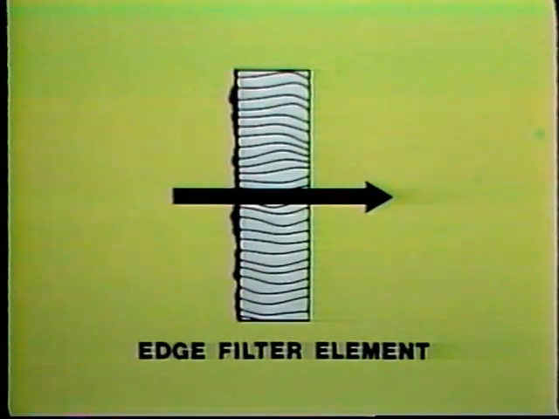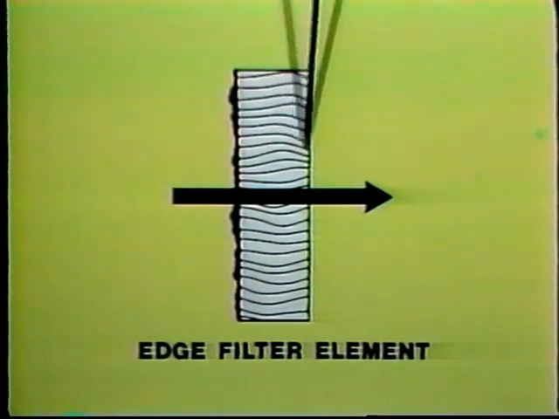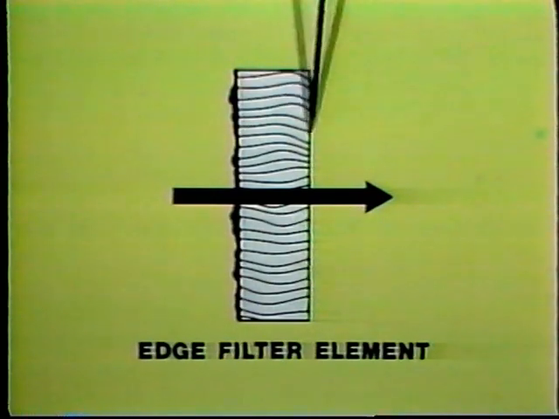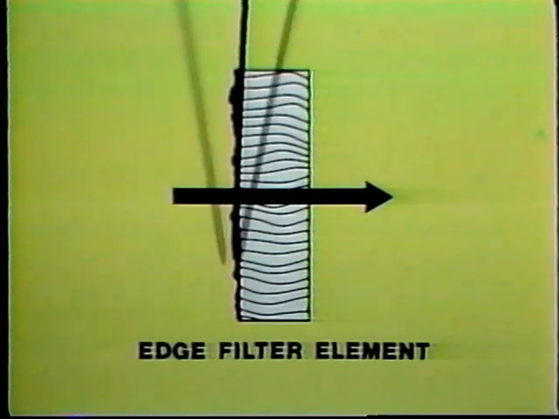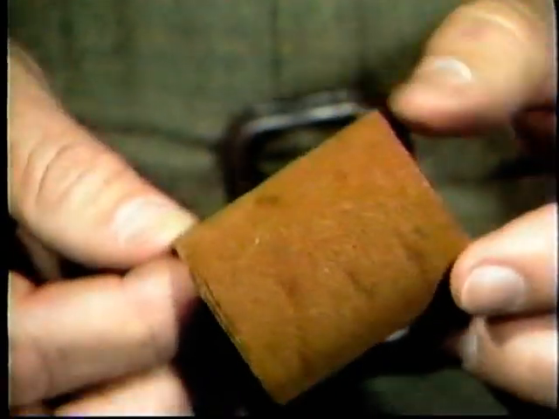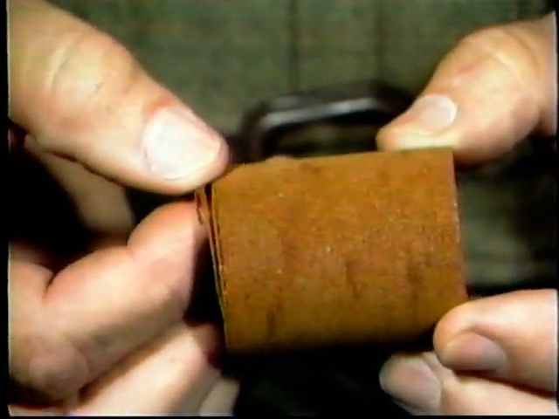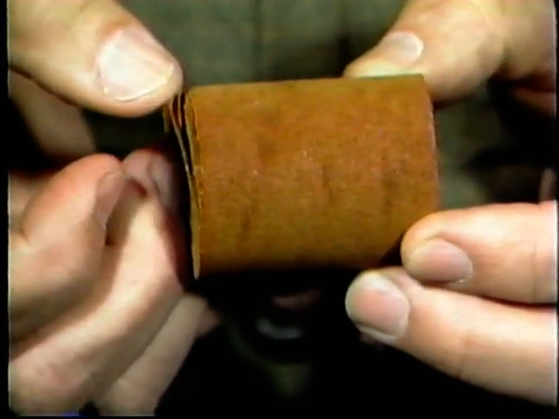This is what an edge type filter element looks like. Air has a pretty straight path through the filter, but dirt being carried by the air is caught and trapped on the edge of the element here that faces the airflow. Here is a typical edge type filter element. It is constructed from resin-impregnated paper ribbon.